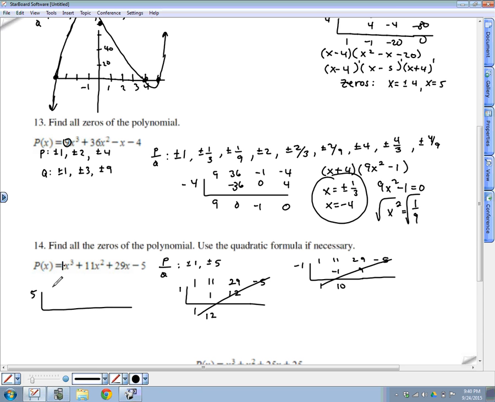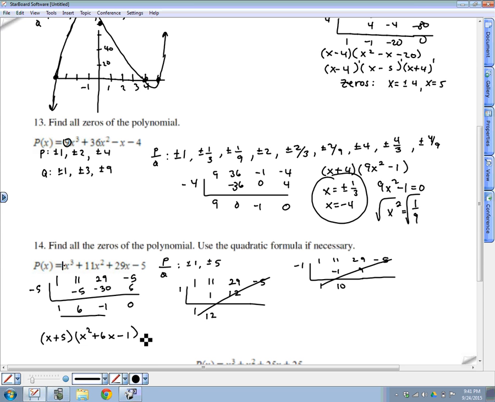Try 5. Okay, this isn't looking good either. We could try -5, and hopefully -5 is working. There we go, first try. So if x equals -5, that means that x plus 5 is the factor. The reduced polynomial comes from these coefficients. It's going to give us x squared plus 6x minus 1.